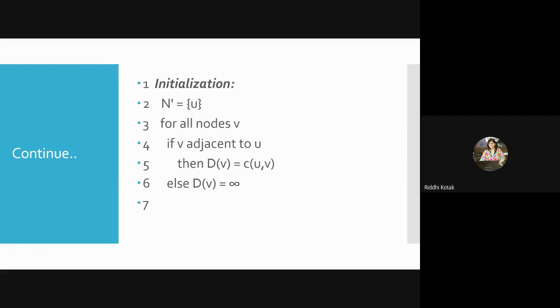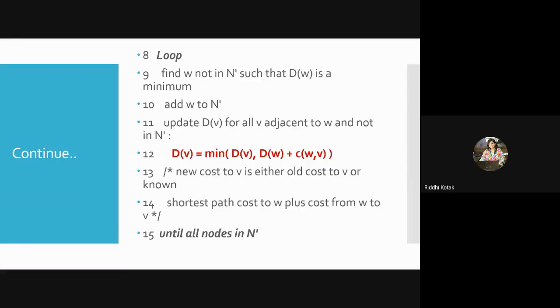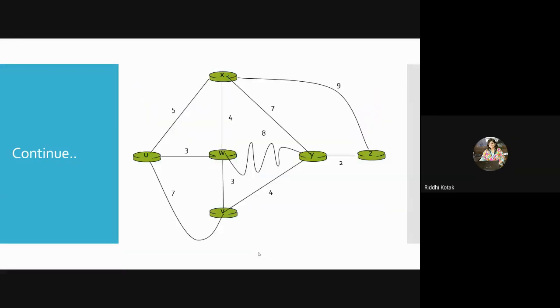Second, start from the source node. If it is not given, you can take any node. Then we discussed how to prepare the table, the columns. Let me go to that point. For this graph, we started discussing, like we have taken the U node as the source node and Z as the destination node.